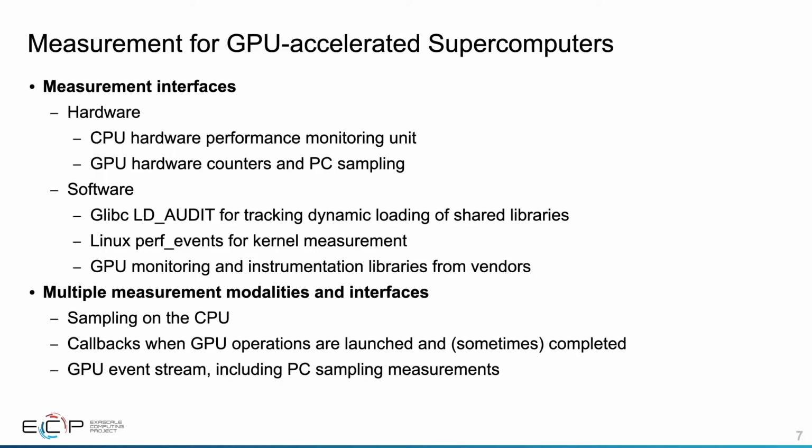So we're using sampling on the CPU. Whenever a GPU operation is launched, we get a callback from either NVIDIA's CUPTI or AMD's ROCtracer when a GPU operation is launched. So that might be launching a kernel or a memory copy. And sometimes we get callbacks when these operations are completed. And then we are gathering a GPU event stream, a log of the operations that are executing on the GPU. And we're also collecting PC sampling measurements on NVIDIA GPUs.